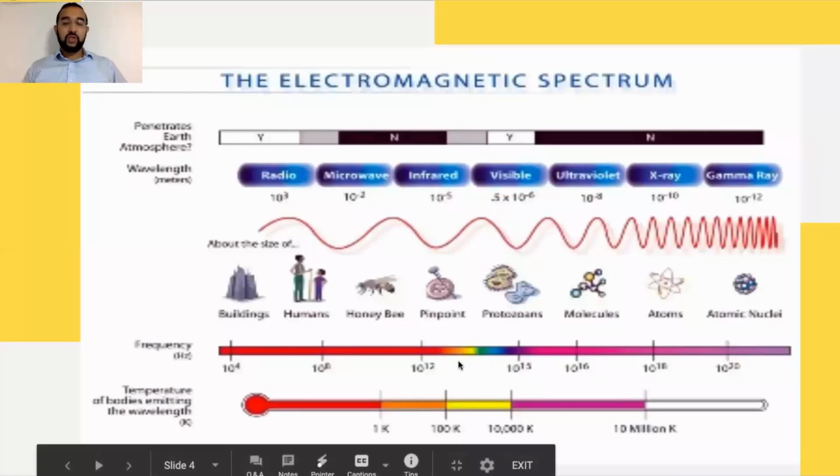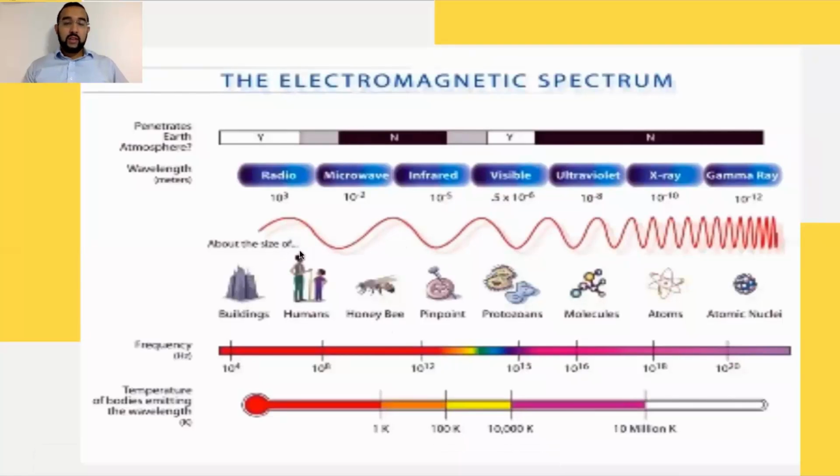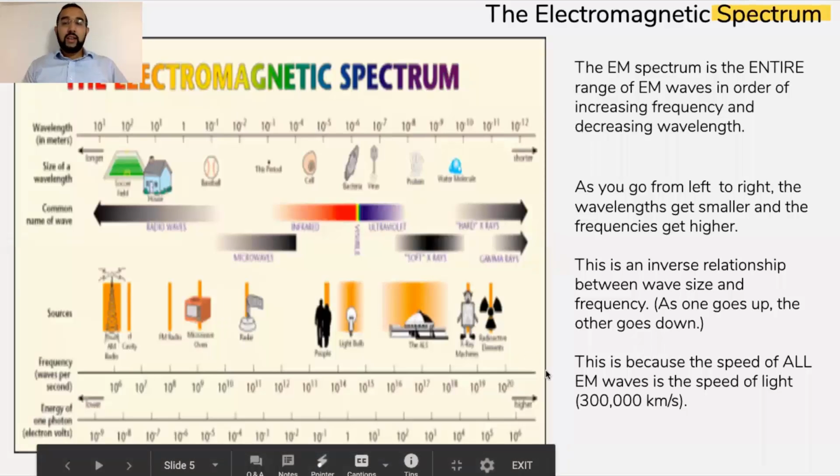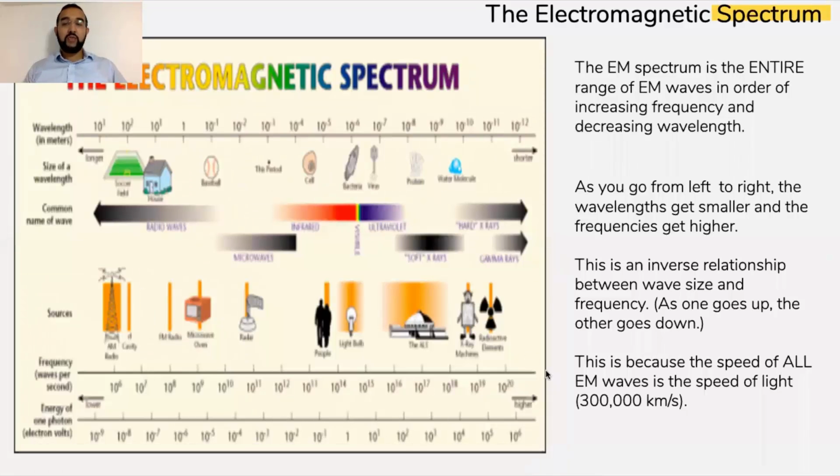This is another image of how the frequency and the wavelength change. Now, the electromagnetic spectrum is the entire range of electromagnetic waves in order of increasing frequency and decreasing wavelength. As you go from left to right, the wavelength gets smaller and the frequency gets higher. This is an inverse relationship. Remember from our previous classes, inverse means a relationship that goes in the opposite direction.